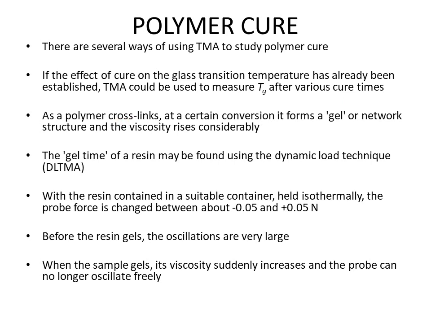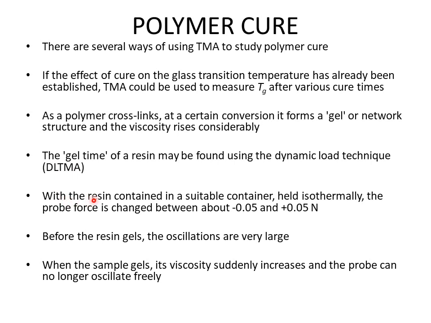As the cross-linking starts being generated in the polymer, then at a certain conversion it forms a gel or network structure. This means the polymer is being converted into a gel-like shape, and the viscosity of the polymer rises considerably at this stage. The gel time means the time at which the gel-like appearance of the polymer starts. This gel time can be calculated using the dynamic load technique, that is DLTMA.